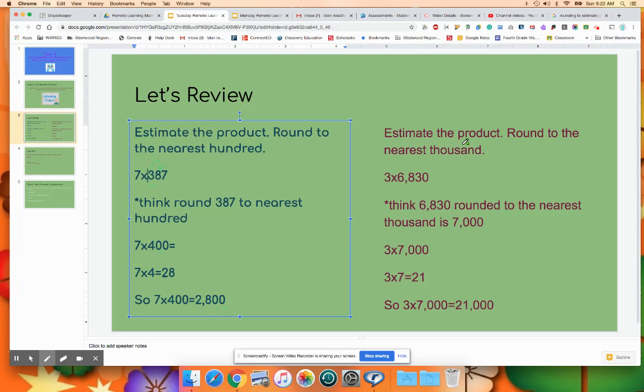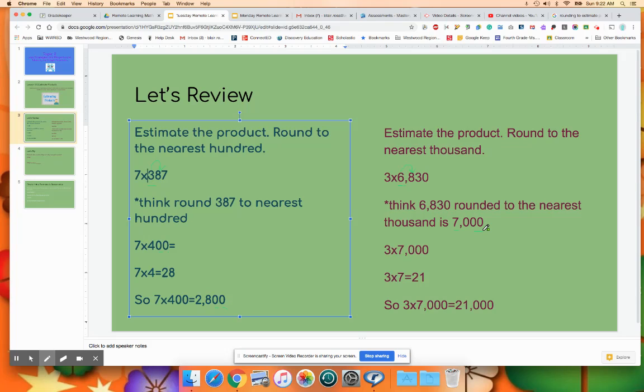All right, let's look at another one here. Estimate the product is the directions, round to the nearest thousand. So here we have 3 times 6,830. So I'm going to go back to my strategy for rounding. I'm going to underline the rounding place, which is the thousands place. I'm going to draw my arrow. What does the 8 do to the 6? Bump it up or leave it alone? It's going to bump it up. So 6,830 is going to round to 7,000.